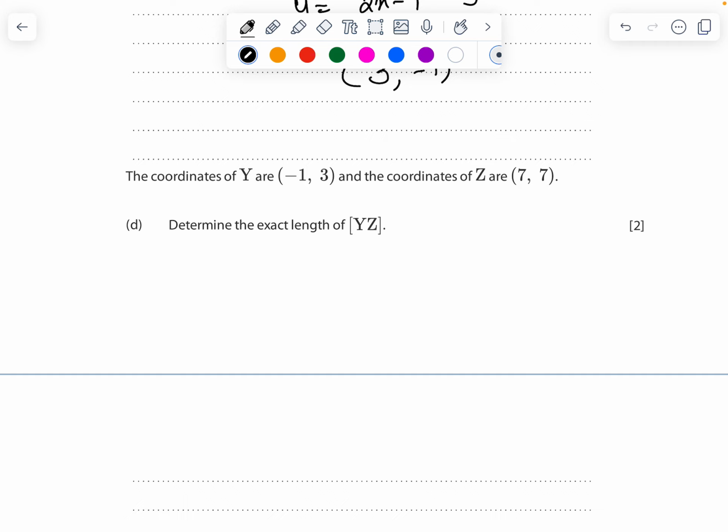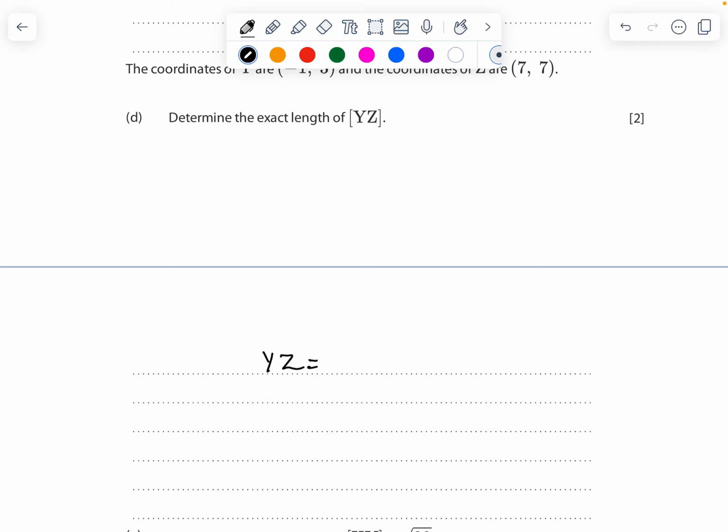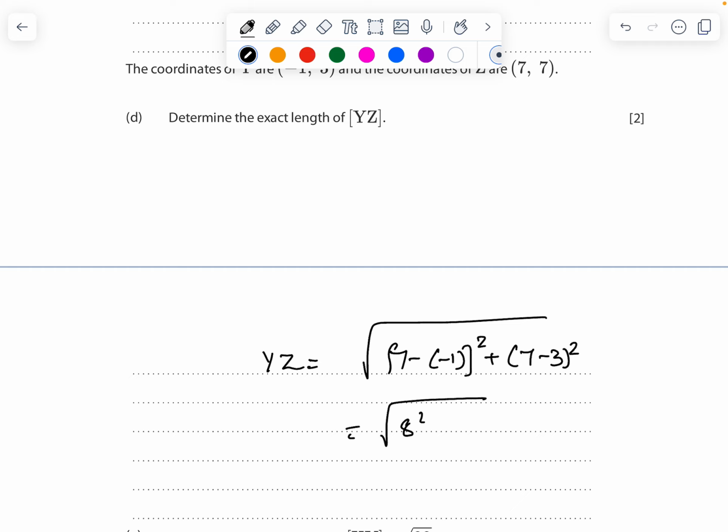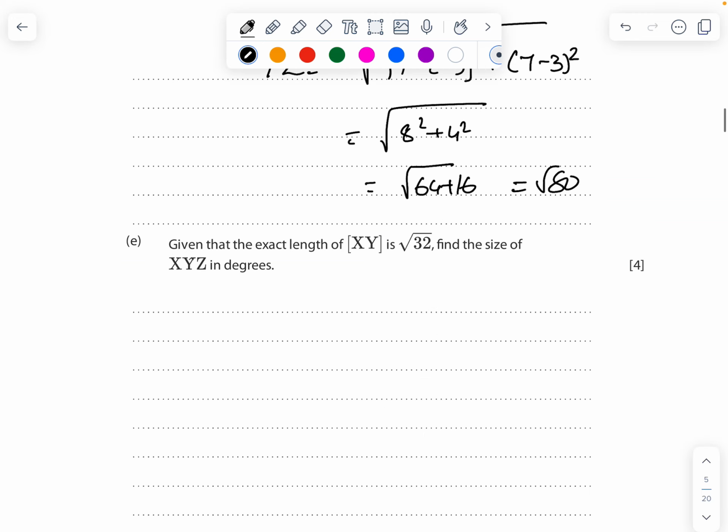What is the exact length of yz? So yz is going to be the square root of 7 minus minus 1, whole squared, plus 7 minus 3, whole squared, which is 8 squared plus 4 squared, which is 64 plus 16, which is going to be the square root of 80. He's asking for the exact length, so there is no need to write it in three significant figures.